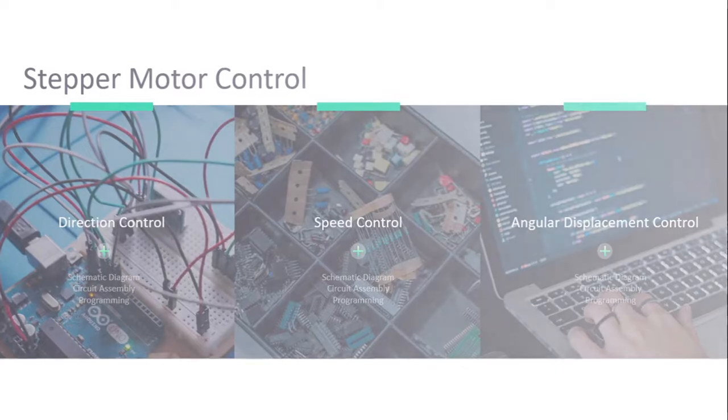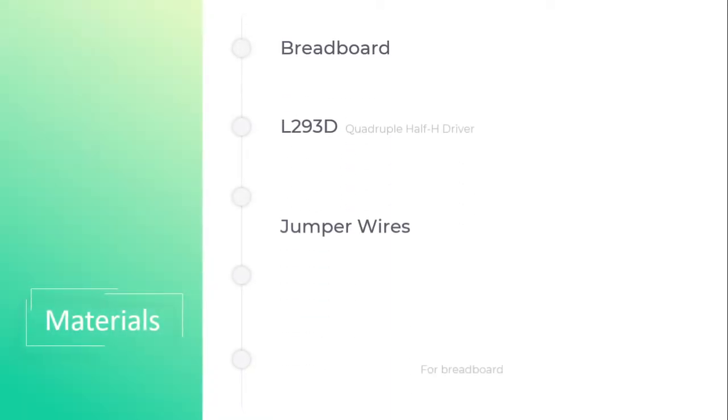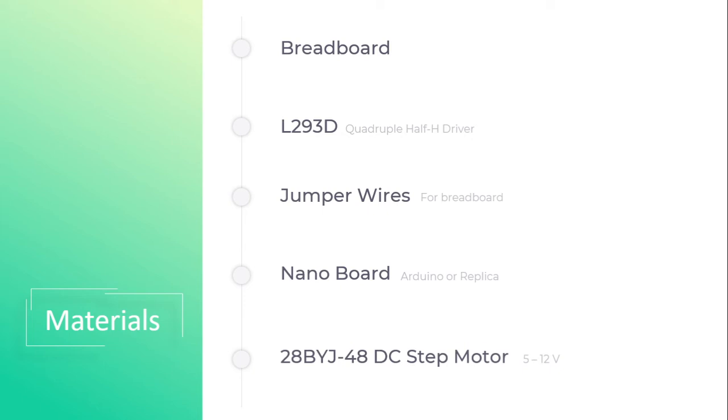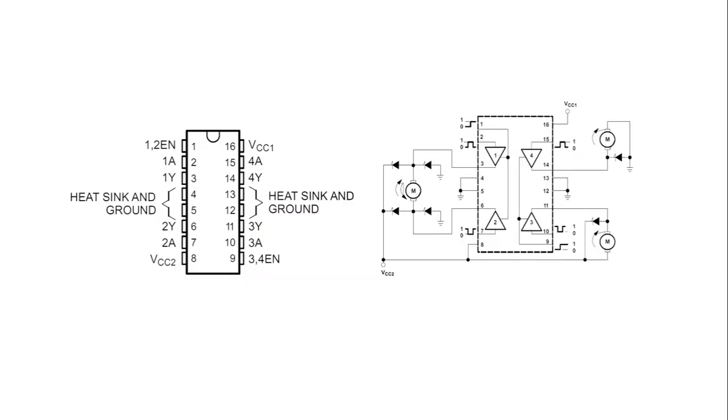Alright. So for this experiment, we will be needing these materials: breadboard, L293D, jumper wires, Nano board, and 28BYJ48 DC step motor. For our experiment, we will be using the 5-volt DC step motor.